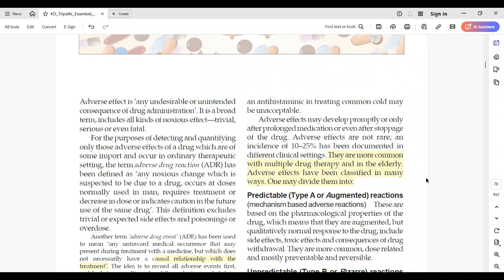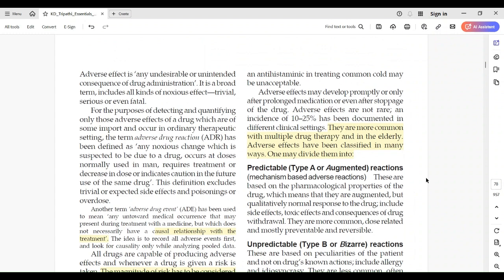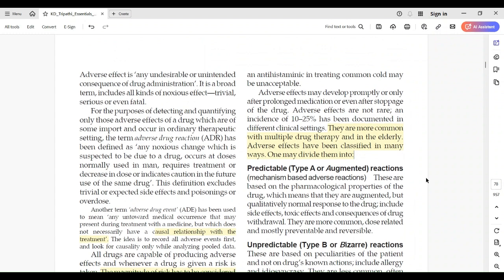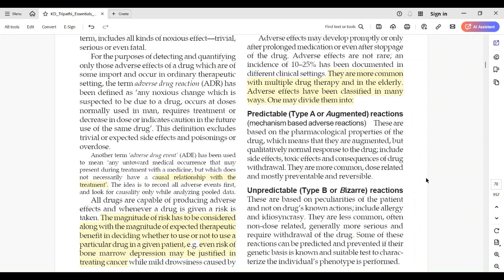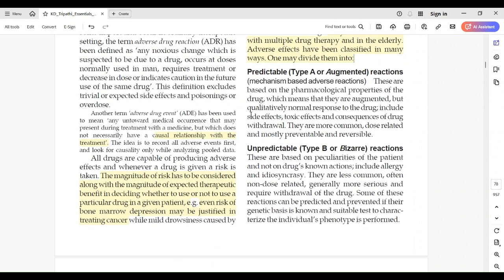Adverse effects have been classified in many ways. So now we will see the classification of adverse effects, how the experts or the literature have classified them into different categories. The first classification is based upon predictability of adverse reactions. Okay.